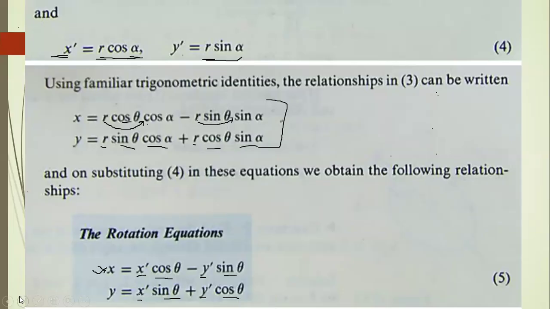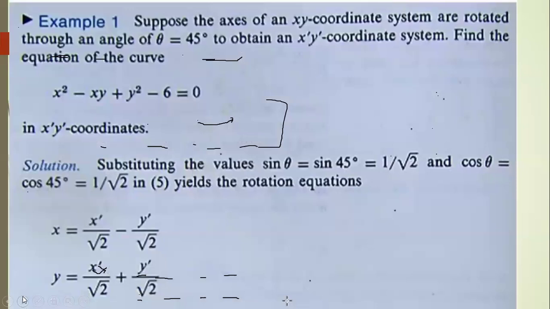So basically, our two rotation equations are x is equal to x prime cos theta minus y prime sine theta, and y is equal to x prime sine theta plus y prime cos theta. Next slide. So Sir Andrew is going to show you some examples now with how we use them.